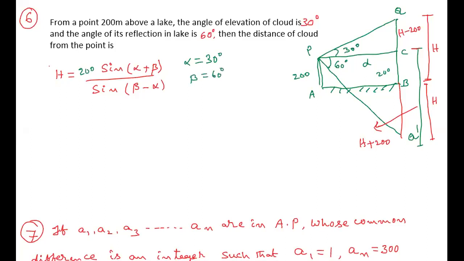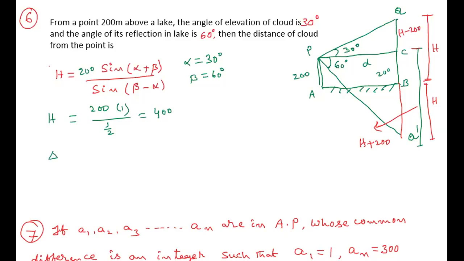So this is a shortcut formula. We get the height of the cloud equal to 200 into sine of alpha plus beta, 90 degrees, sine 90 is 1, divided by sine of beta minus alpha, that is 60 minus 30, 30. Sine 30 is 1 by 2. So in total we get 400. This is the height of the cloud, but we need the PQ length.